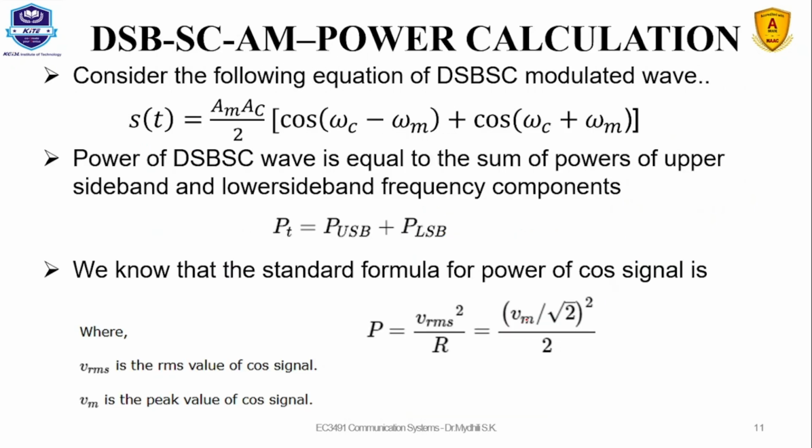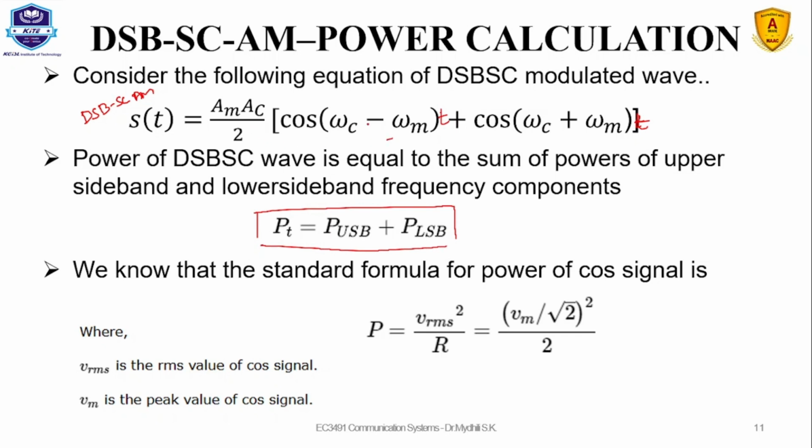Next, coming to the power calculation, we need to consider the same final equation for DSB-SC AM obtained by the mathematical derivation. Take the same term. Here also t is missing, so just represent the same. And here we know the total power is nothing but the power contained in the frequency components present in the signal.